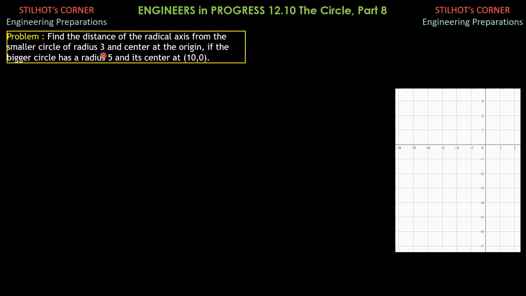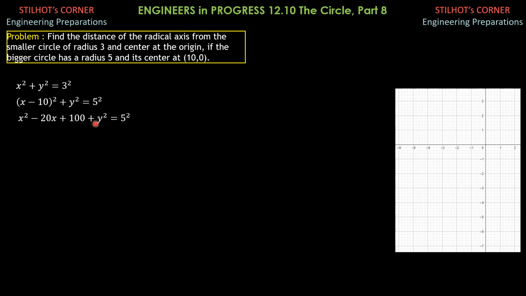So the equation of the circle with center at the origin and radius 3 is x squared plus y squared equals 3 squared. While the equation of the circle with center at (10, 0) and radius 5 is (x minus 10) squared plus y squared equals 5 squared. If we expand, then we have x squared minus 20x plus 100 plus y squared equals 25, or 5 squared.